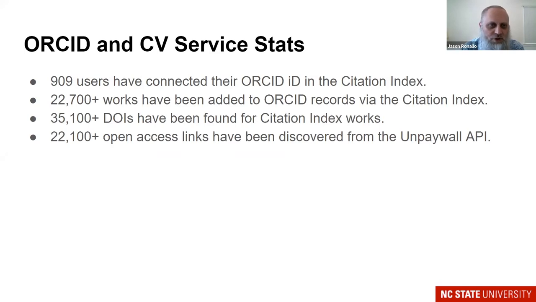And here's some results so far. We've got over 900 users who have connected their ORCID ID in the Citation Index. We've added over 22,000 works to ORCID on behalf of users. And we were prepared to offer these services before the NSF and NIH announcements around ORCID came out, which put us in a good place to help out once those announcements were made. And we're seeing an uptick in ORCID adoption and our CV service in order to prepare for those deadlines. We prepared a lot of people to be more ready for this kind of funder reuse of ORCID data.